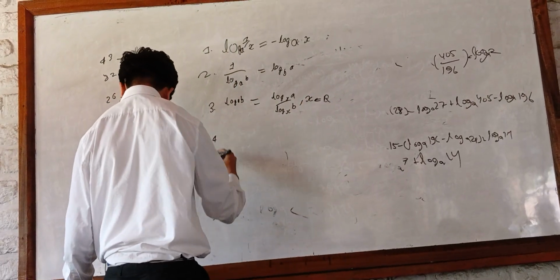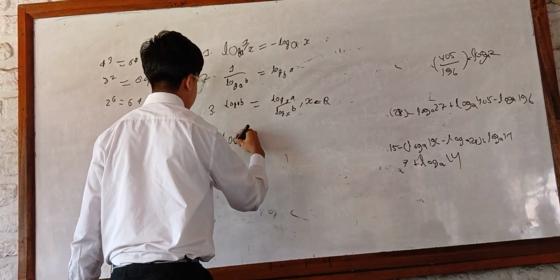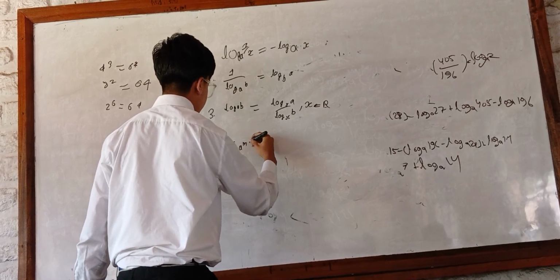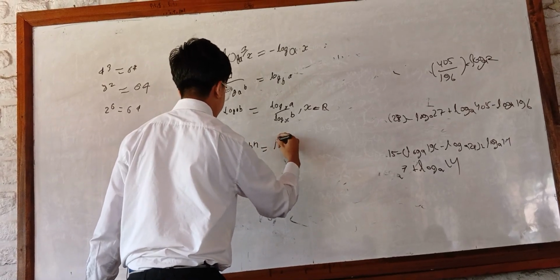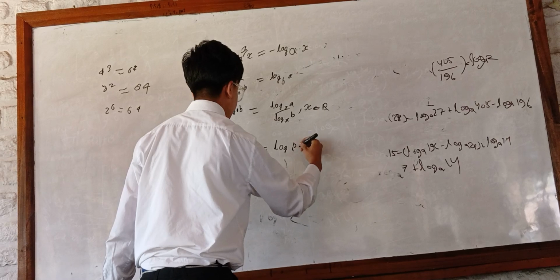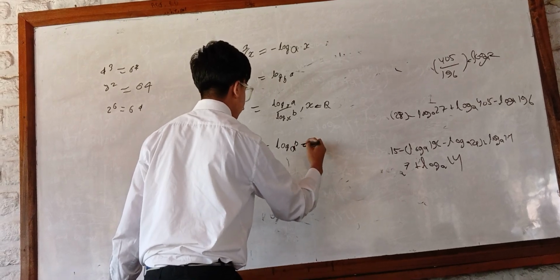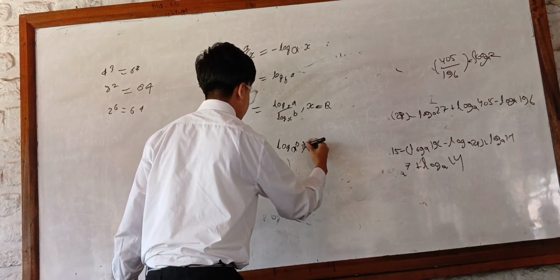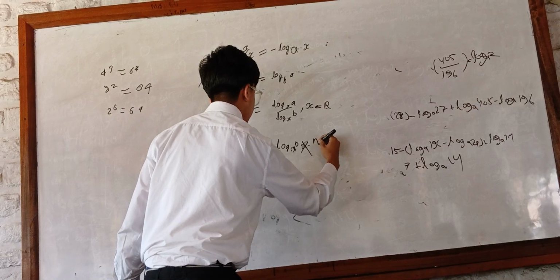And for the fourth point, log a^m b^n is equal to log ab times n by m.